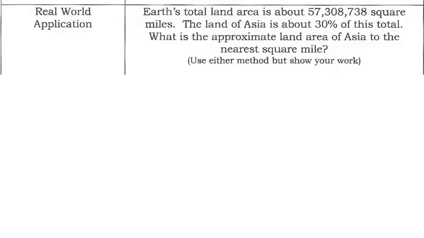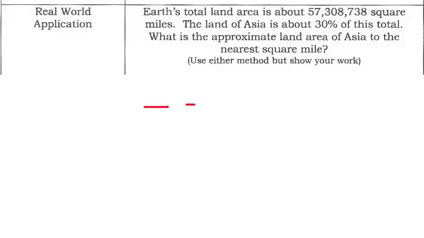Real world application. Earth's total land area is about 57,308,738 square miles. The land of Asia is about 30% of this total. What is the approximate land area of Asia to the nearest square mile? So you could use either method.